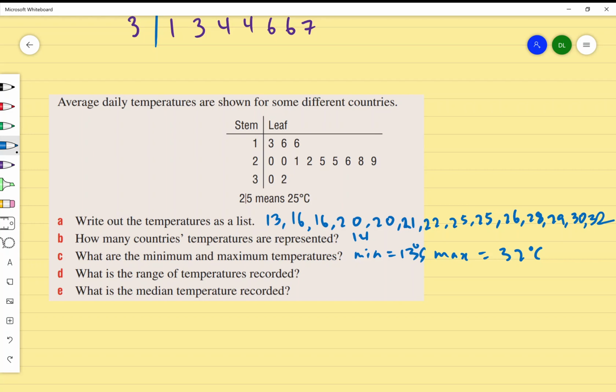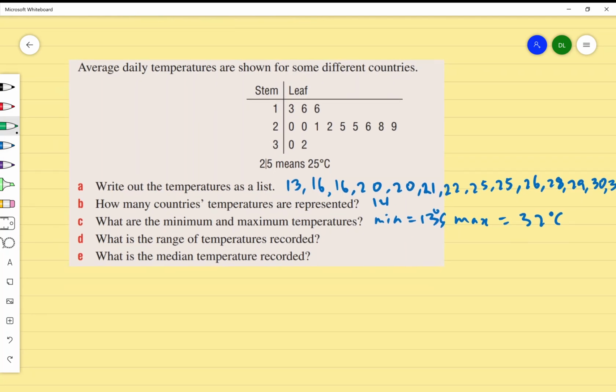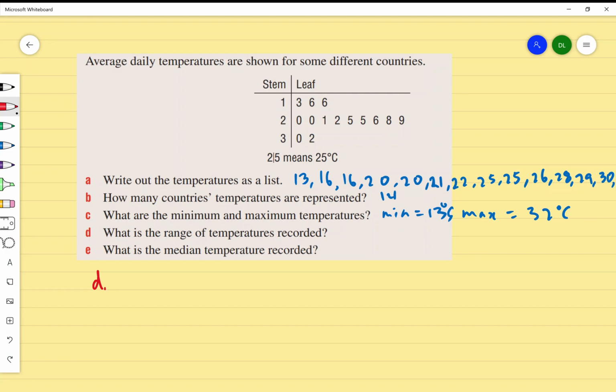The next question asks us what the range of the temperatures recorded are. Now you need to remember that the range is the formula where we have, and we'll write this down here, D, is our highest take away our lowest. So in this case, it's our maximum, which is 32, take away our lowest, which is 13, and we get a value of 19 degrees.